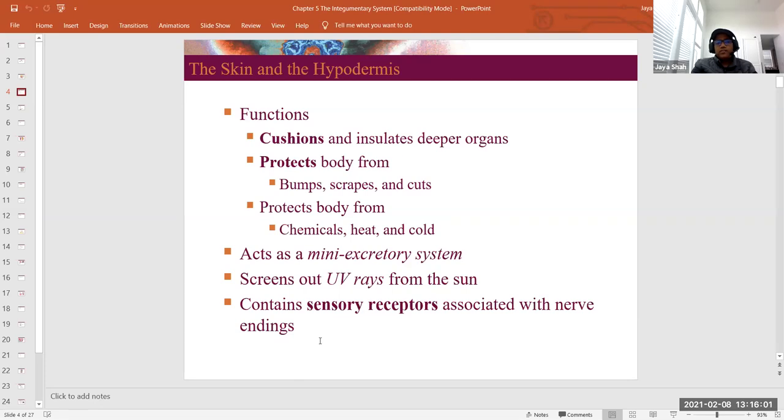Most importantly, skin contains all kinds of receptors because you have special ones like Pacinian corpuscles, free nerve endings, hair receptors, Meissner's corpuscles. All those receptors are in the skin, which gives you touch, pain, pressure, vibration, all kinds of sensation, the perception of sensation by these sensory receptors, okay?